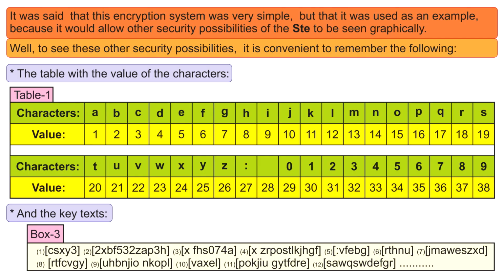It was said that this encryption system was very simple, but that it was used as an example, because it would allow other security possibilities of the STE to be seen graphically. Well, to see these other security possibilities, it is convenient to remember the following: the table with the value of the characters, see Table 1, and the key texts, see Box 3.